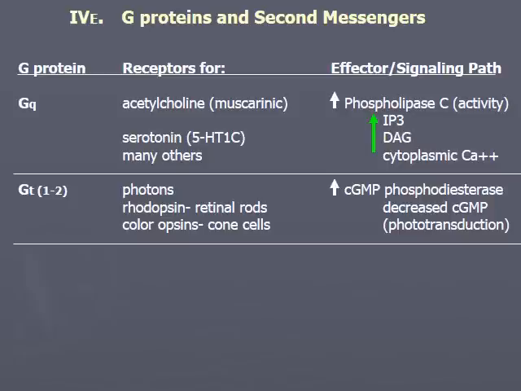Last but not least is the GT G protein, and this is coupled to a special type of receptor which has photons as its agonist. And this G protein coupled receptor that we see in the eye is coupled to GT, which when stimulated will affect the cyclic GMP phosphodiesterases, increase their activity, decrease levels of cyclic GMP second messenger, and play a role in the sense of vision. Again, I'm not going to focus on GT per se, but it's an interesting type of coupled receptor because its agonist is actually not a drug, but a light wave called a photon.